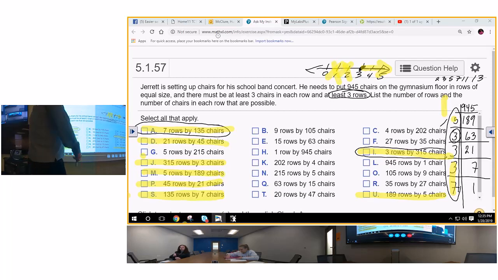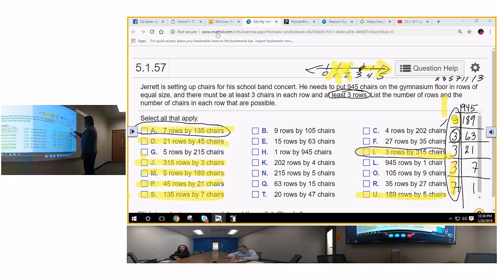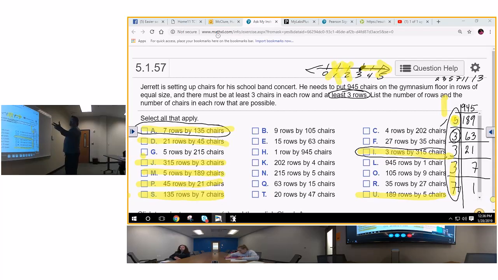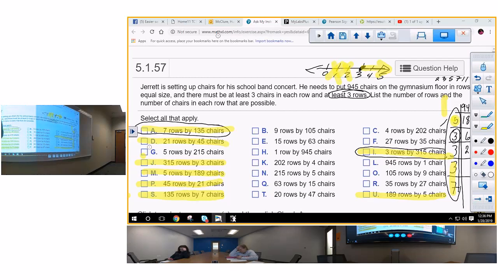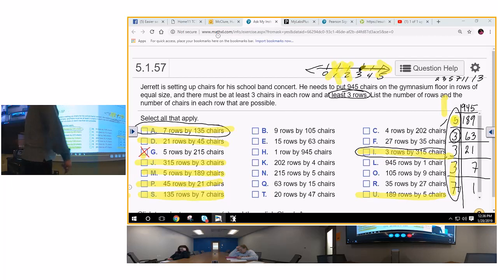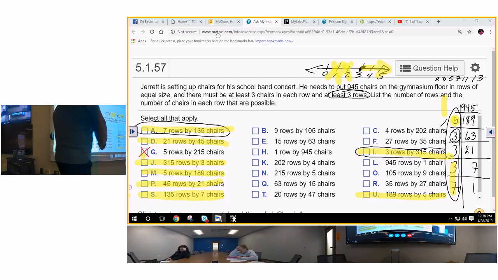All right, let's check 5 times 215. All right, there's 5. Well, we said 5 times what? 189. So 5 times 189 cannot equal 5 times 215. Okay, so that's wrong. We can't do this one because 5 times 215 cannot equal 5 times 189. So that one's wrong. You can't use one row.